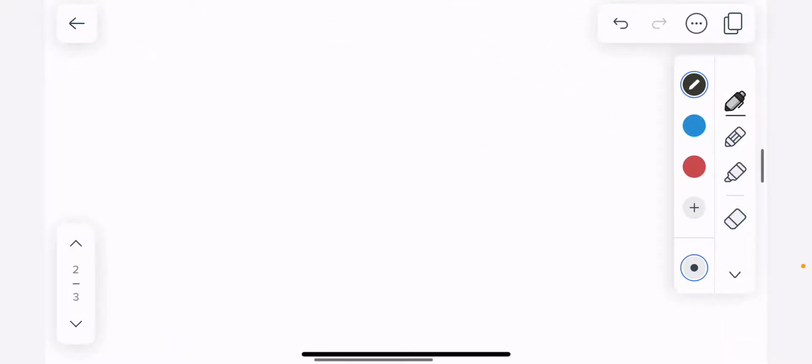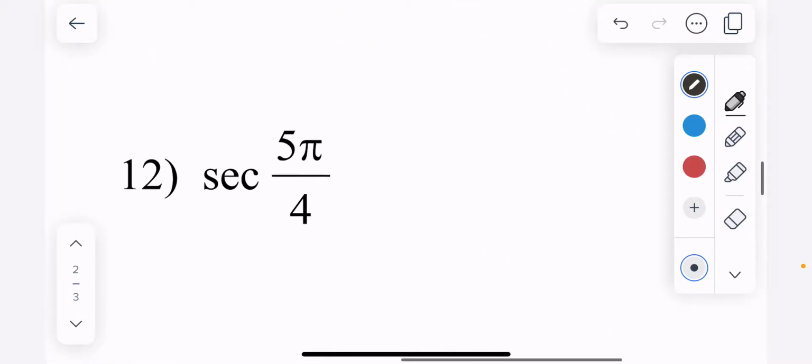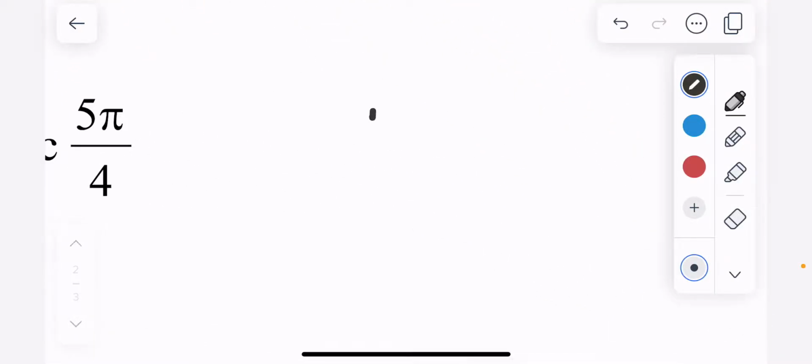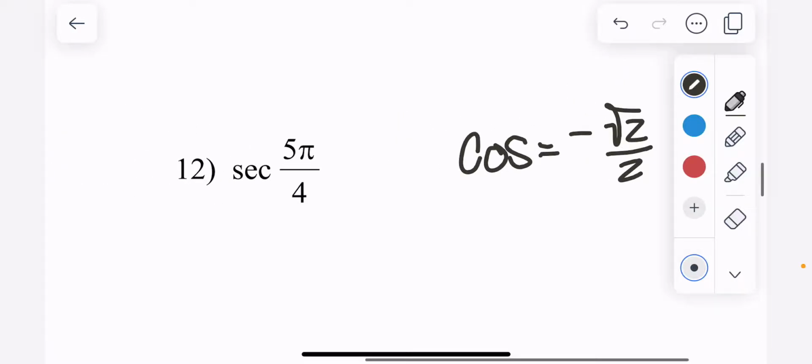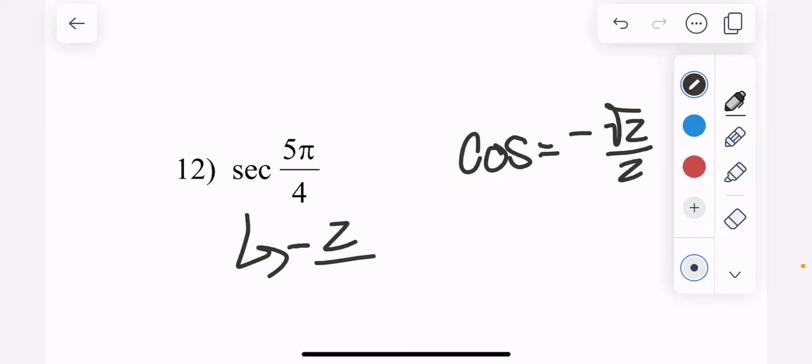So if the cosine is negative square root of 2 over 2, then my secant is going to be, we can just put the negative in front, 2 over the square root of 2. Now, normally I would be done at this point, but I have a square root in the denominator, which we're not allowed, so we need to get rid of that by multiplying by the square root of 2 over the square root of 2.